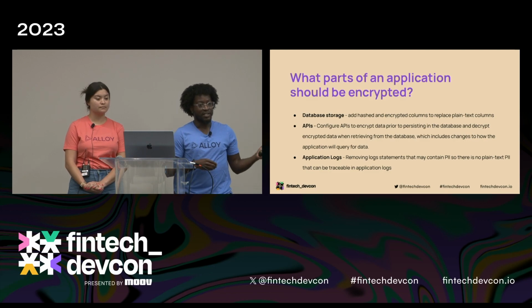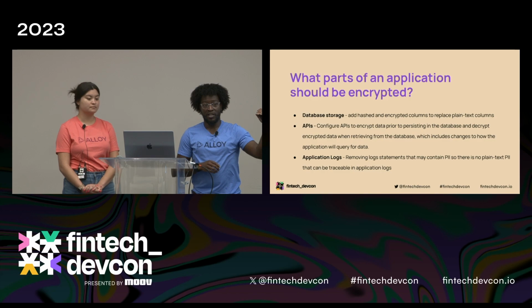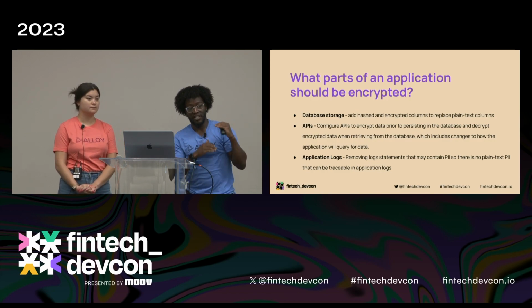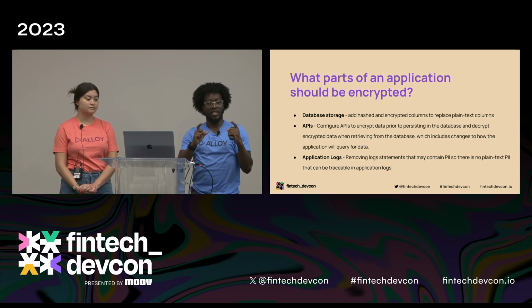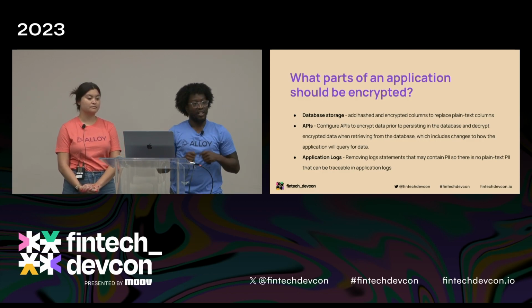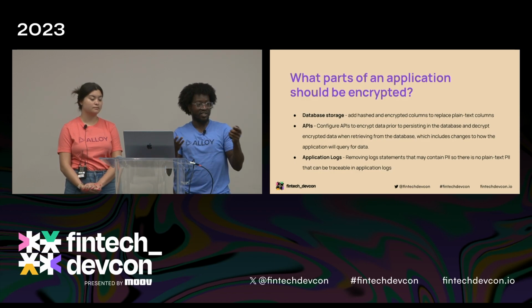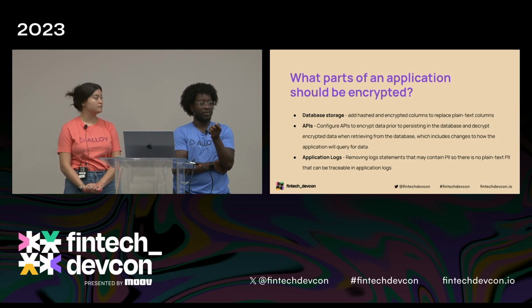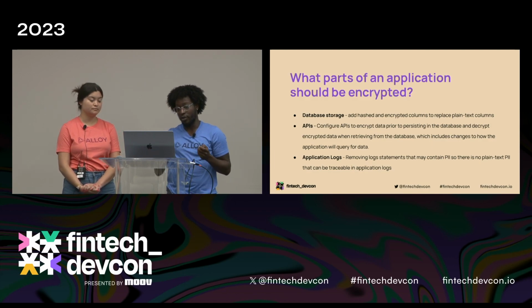But then the APIs as well. They're the layer where that plain text data is coming in, and then we go ahead, encrypt it, then save it to the database. And the process going back, it handles the decryption as well. And then the last part, the application logs. As I said, console log something. If someone were to access your system's logs in OpenSearch, for example, they can go ahead and have access to that PII data, and that's what we want to prevent there as well.